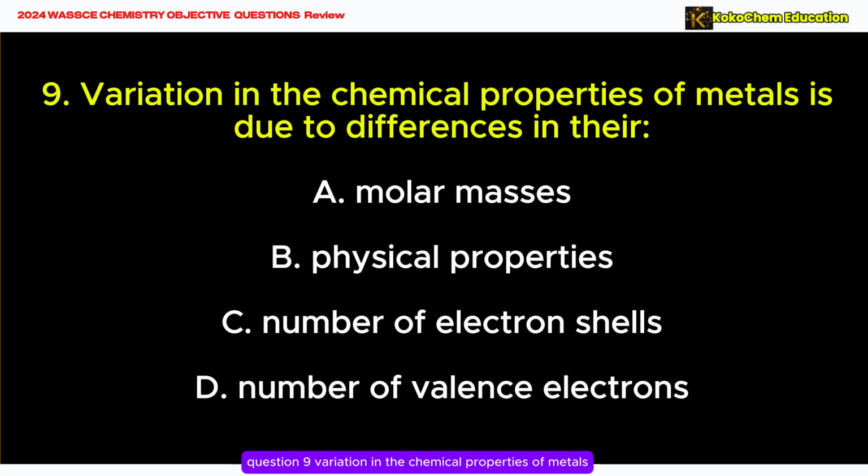Question 9. Variation in the chemical properties of metals is due to differences in their A. Molar masses. B. Physical properties. C. Number of electron shells. D. Number of valence electrons. The correct answer is D, number of valence electrons. Explanation: valence electrons determine reactivity, bonding, and other chemical properties in metals.